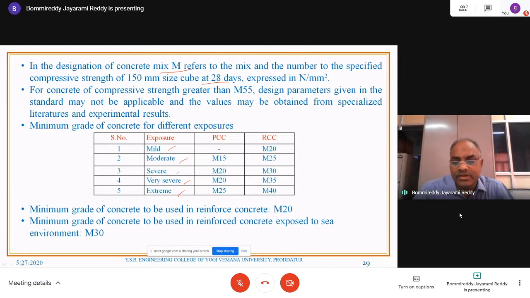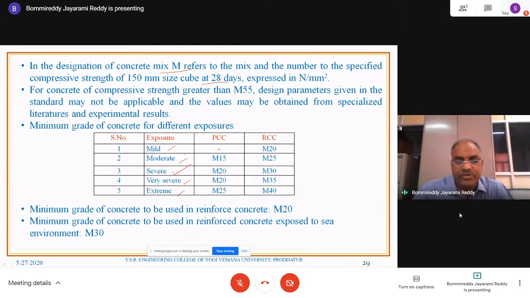Extreme means just like offshore structures. When the structures are constructed at the exposure of the sea water, that is extreme. And very severe means it is also near to that, where a lot of water currents, sea water currents will come and the structures are constructed at those places. And severe is where buildings or any other structures are constructed near to the seashore so that the environment will affect. That is severe. And between mild and severe, it will be moderate.